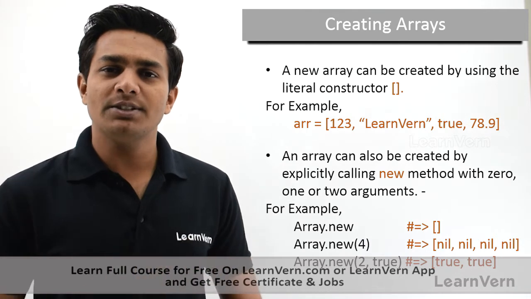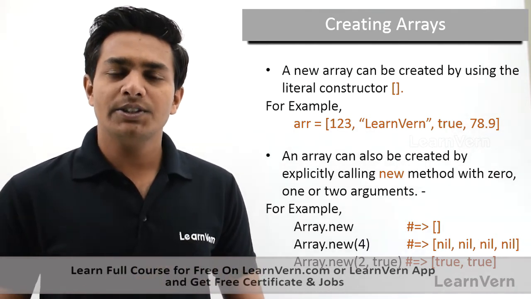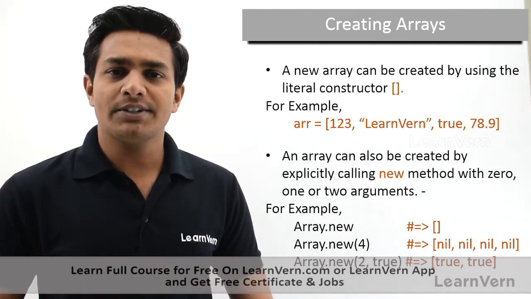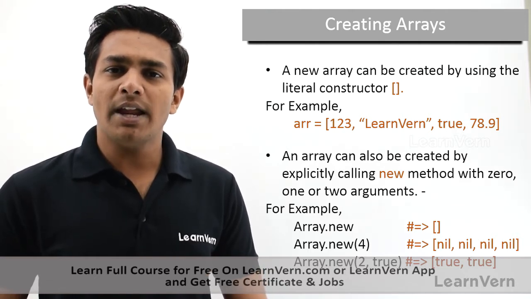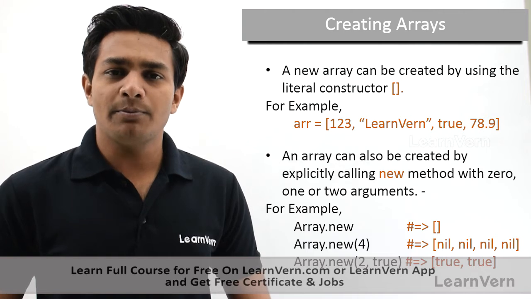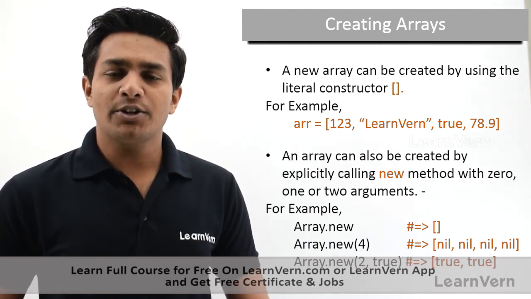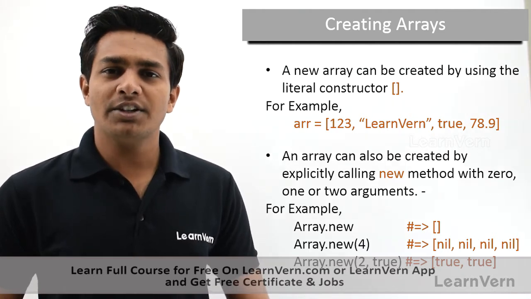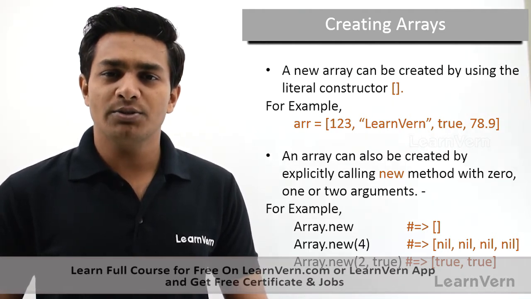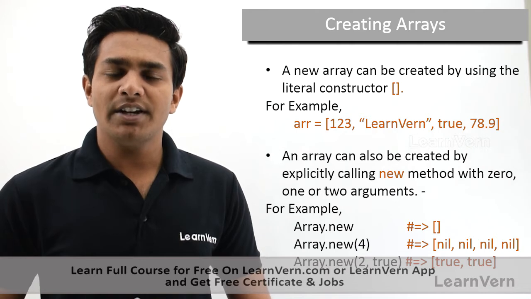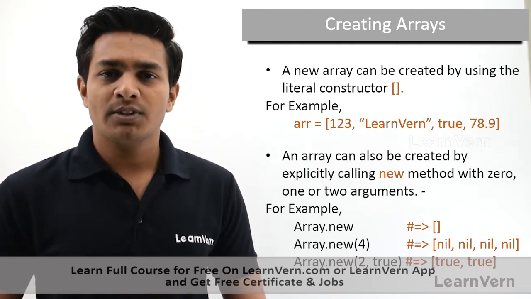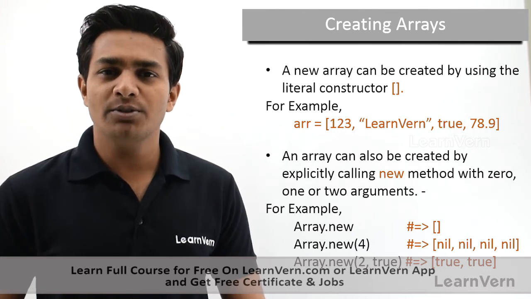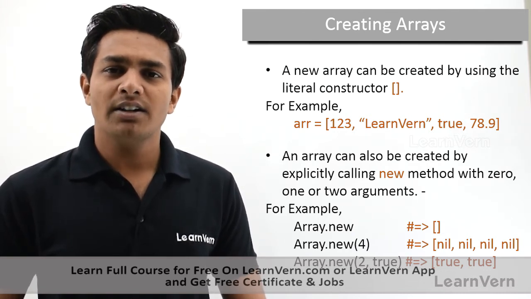Here on the screen you will see I have created 3 examples. The first example is Array.new and it will create a blank array. In the second example, I have created Array.new and passed an argument 4. So this will create an array with 4 values. But I have assigned only 4, so its actual value will be nil. So the array contains 4 values and all 4 values are nil.